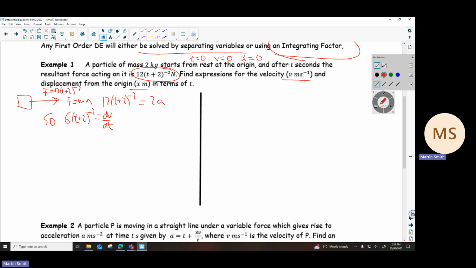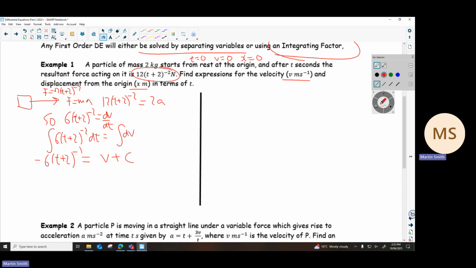So if you multiply across by dt and integrate both sides, you'll get the integral of 6 times (t plus 2) to the minus 2 dt is the integral of dv. If you integrate the left-hand side, it's a linear function. The power is not minus 1, so you can increase the power and divide. You will get minus 6 times (t plus 2) to the minus 1. The integral of dv is just v, and you need to put a plus c on one side or the other.